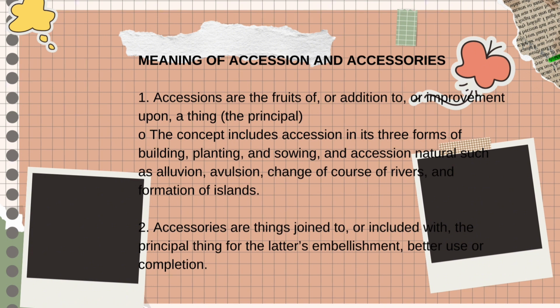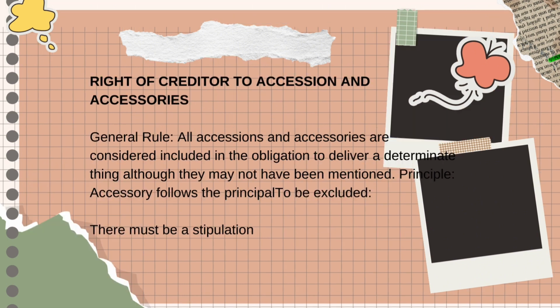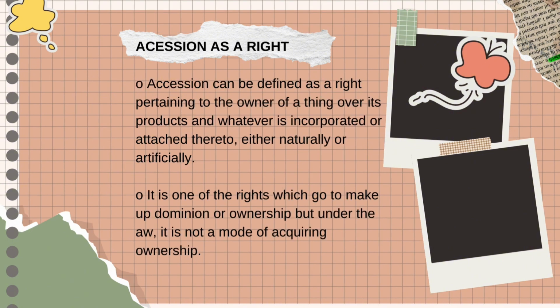Note that while accession are not necessary to the principal thing, the accessory and the principal thing must go together. Both can exist only in relation to the principal. Accession is also used in the sense of a right, the right to the fruits and or the accessories to a thing. So, the right of the creditor to accession and accessory.